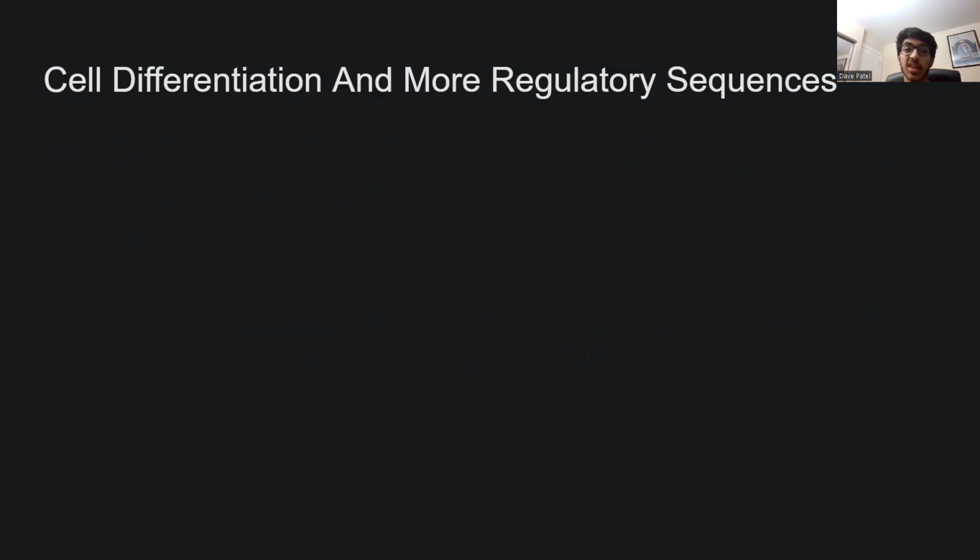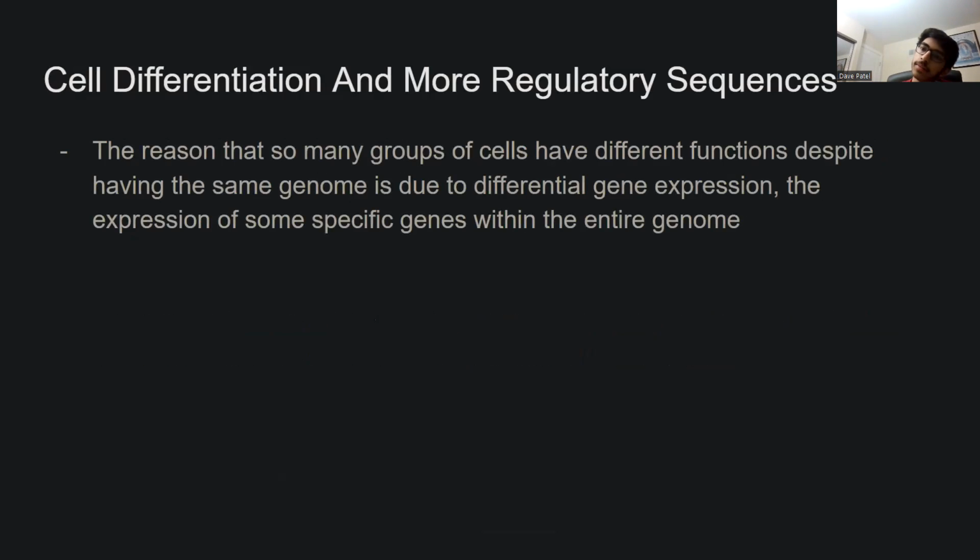And then you have some more general stuff. So we have cell differentiation. This is a really important concept, actually. You have a bunch of different types of specialized cells within your body, like muscle cells, brain cells, nerve cells, skin cells, and probably thousands, maybe even hundreds of thousands, maybe even millions of different other types of cells. And all of these cells are going to have different functions despite having the same genome in them. So how is it possible that despite having the same genetic code, they all do different things? Well, this is due to differential gene expression, which is the expression of some specific genes within the entire genome.